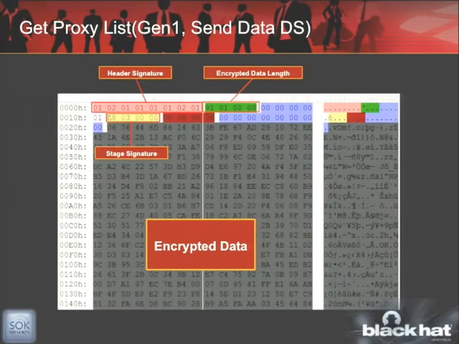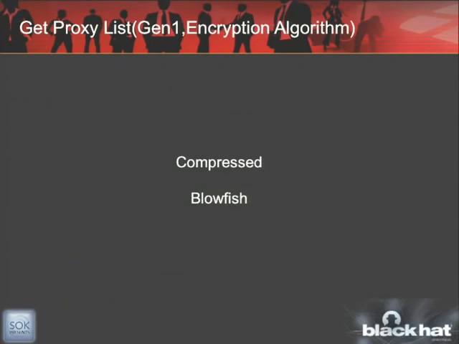So let's talk about the encrypted data. This is the encryption routine of the first generation of the Kelihos bot. First it is compressed with zlib, and then it is encrypted with Blowfish. At that time, the Blowfish key was base64 encoded in the binary. It's not like the current ones. It's just a registry and the DWORD.